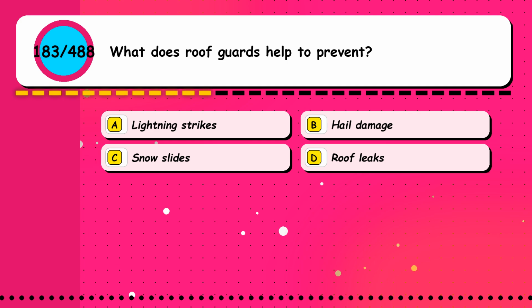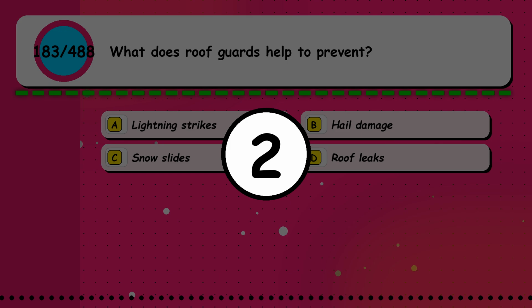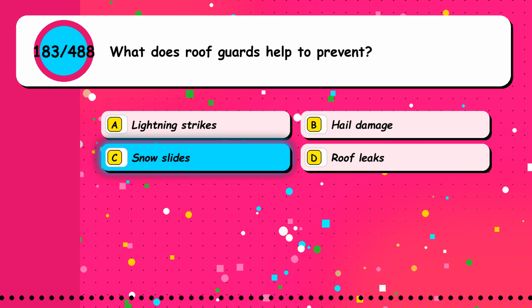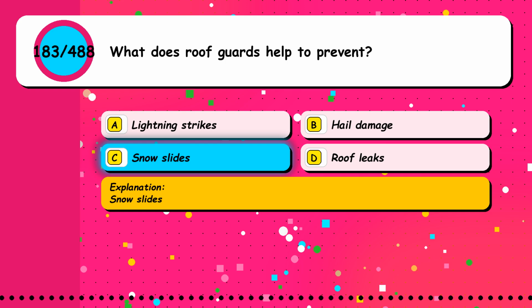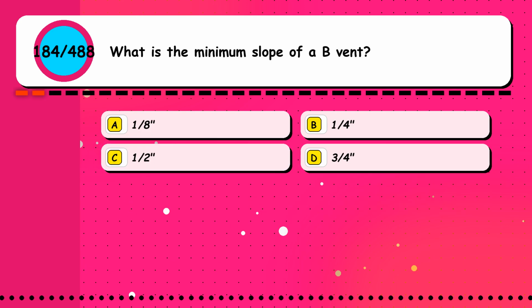Question 183. What do roof guards help to prevent? Option A, lightning strikes. Option B, hail damage. Option C, snow slides. Option D, roof leaks. The correct answer is option C, snow slides.